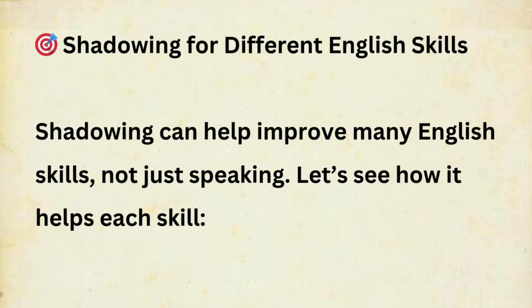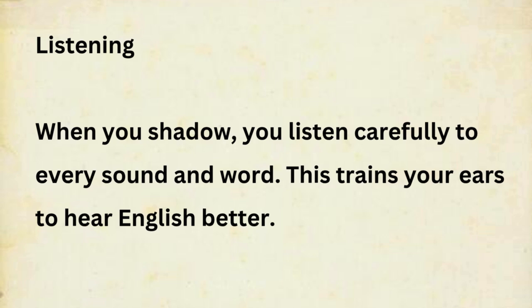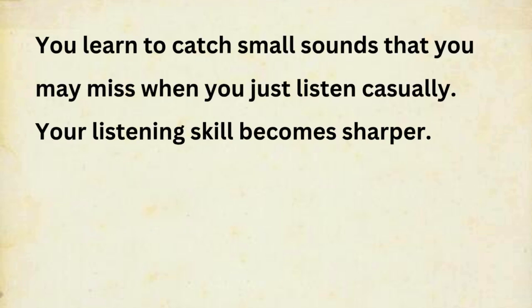Shadowing for different English skills. Shadowing can help improve many English skills, not just speaking. Let's see how it helps each skill. Listening. When you shadow, you listen carefully to every sound and word. This trains your ears to hear English better. You learn to catch small sounds that you may miss when you just listen casually. Your listening skill becomes sharper.